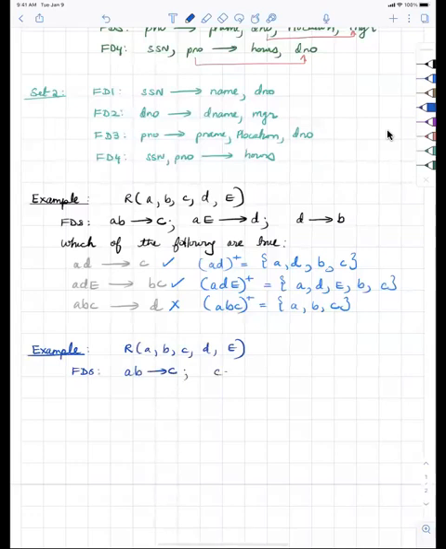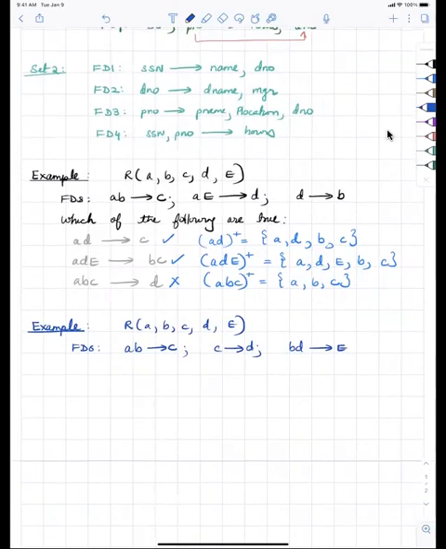So we have AB goes to C, C goes to D, and BD goes to E. So what I would like you to find out is whether A, B, C goes to E, AB, whether that goes to E, and whether AC goes to E. So just try out these three.